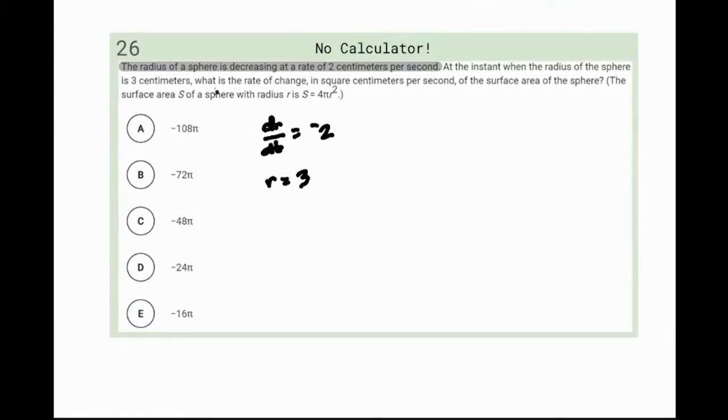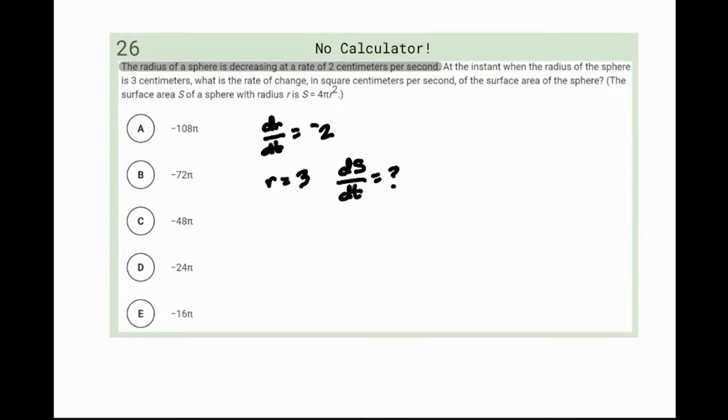And then it says, what is the rate of change? So at r equals 3, what is the rate of change of the surface area? So I'm going to write ds over dt is equal to question mark. Okay, so this whole second line here, r equals 3, ds over dt, is all based on that second sentence right there. And then it tells you the surface area S of a sphere is S equals 4 pi r squared, essentially. Okay, so that's writing out the givens.